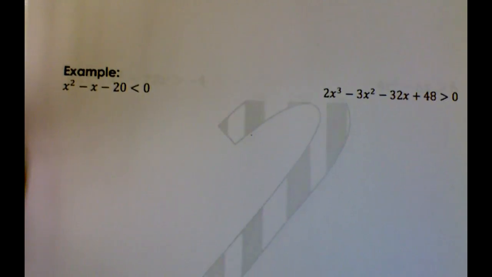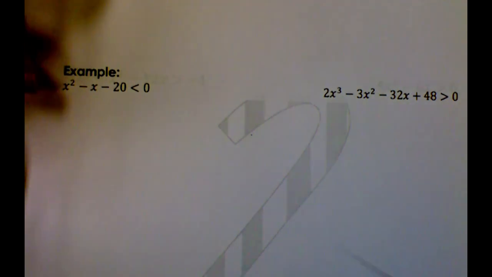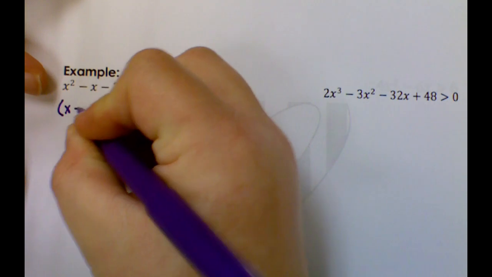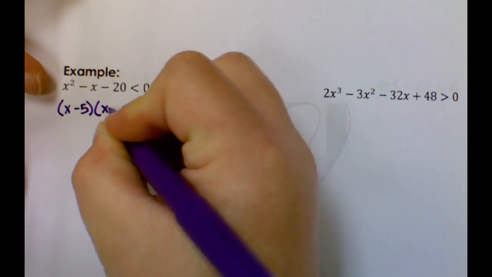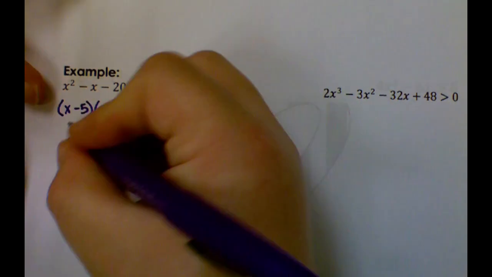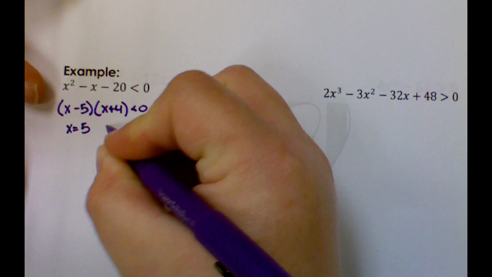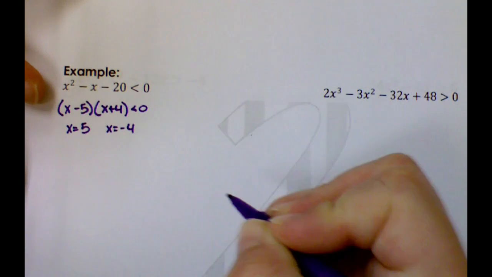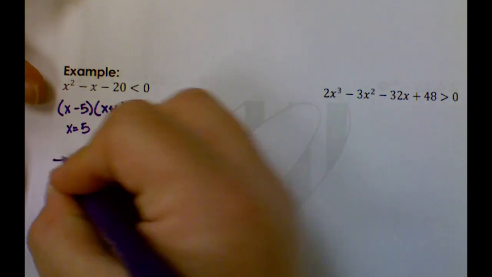All right, let's try some more. I'm going to pretend it's equal to 0. I'm not going to bother rewriting this one equal to 0. I'm just going to factor: x minus 5 times x plus 4. I'll still keep it less than 0. I know my key numbers then are going to be 5 and negative 4. Set up my number line.